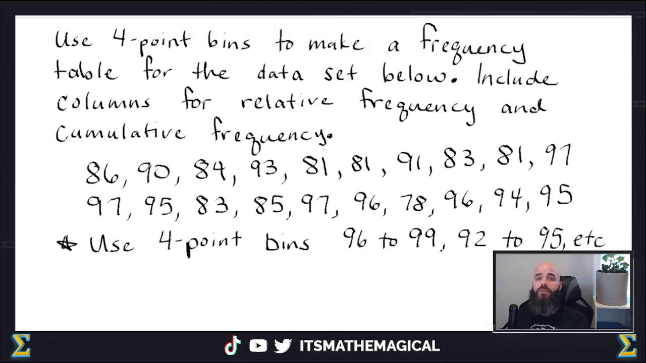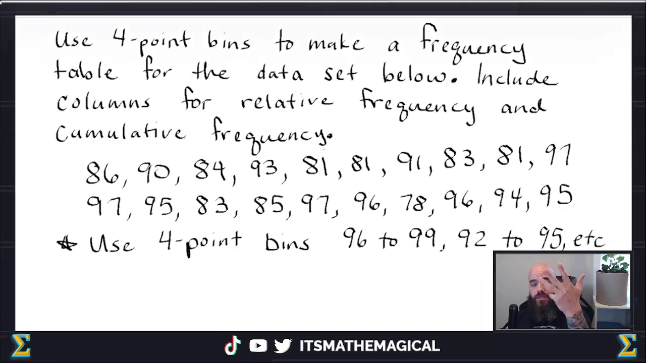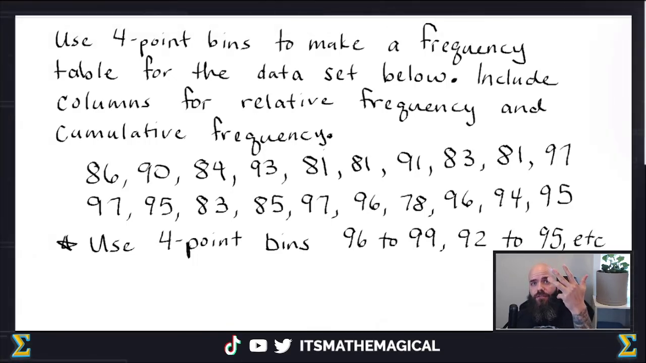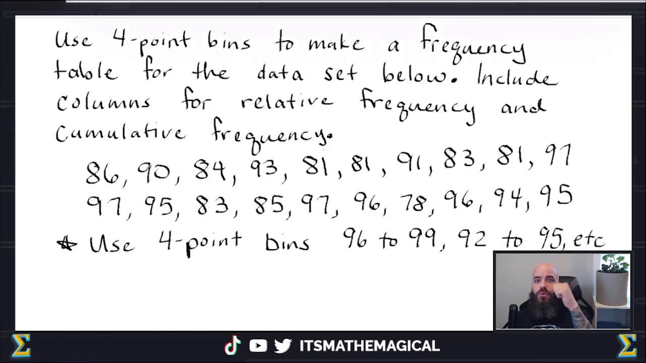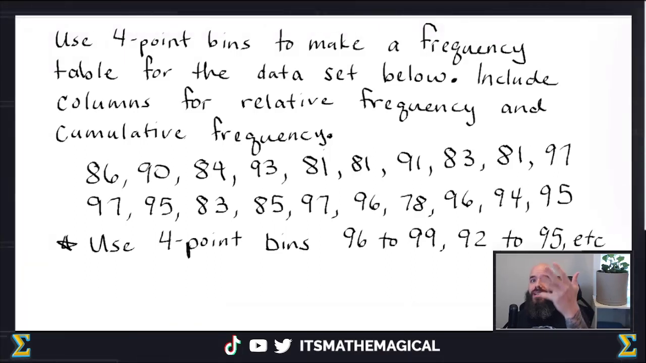What we want to do is create a frequency table using 4-point bins, okay? When we say 4-point bins, in this case, one bin would be the scores from 96 to 99, because that would include 96, 97, 98, and 99. So there's a range of 4 values in that bin. The next bin would be 92, 93, 94, 95.